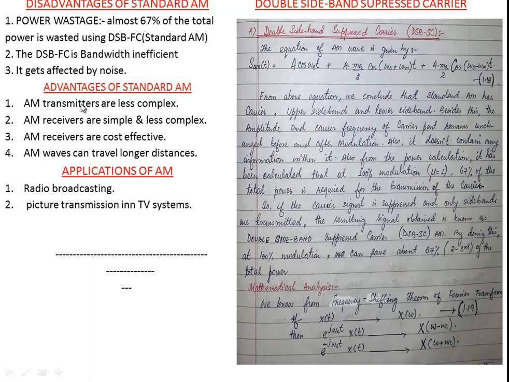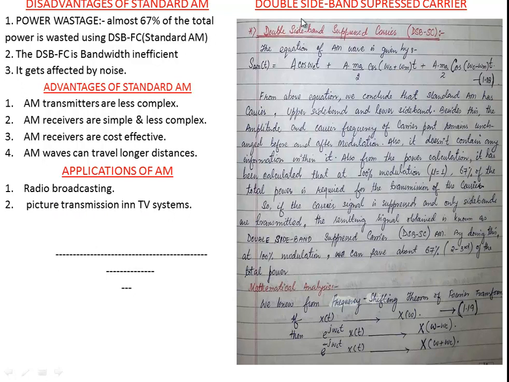Advantages of standard AM: AM transmitters are less complex, AM receivers are simple, less complex and cost effective, and the signals can travel very long distances, that is, they can cover a very large area. Applications of AM: number one is radio broadcasting, and number two is picture transmission in TV systems.